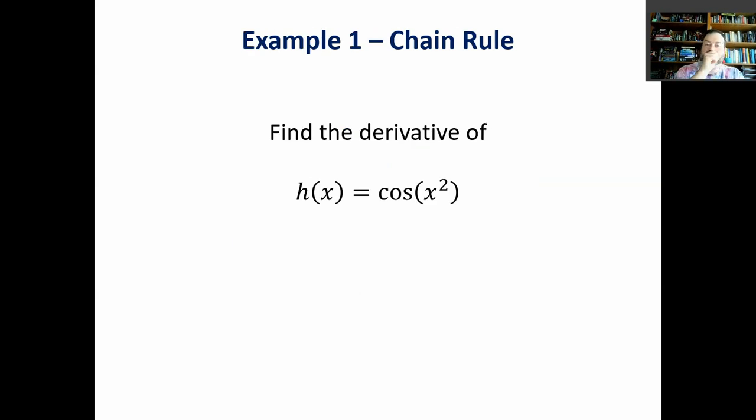So let's jump right in and find the derivative of this function that I called h of x. It's cosine of x squared. You can see clearly that it's two different functions, right? It's not a simple product, a difference, a constant multiple, or a quotient. It's nothing like that. It's a function sitting inside another function.